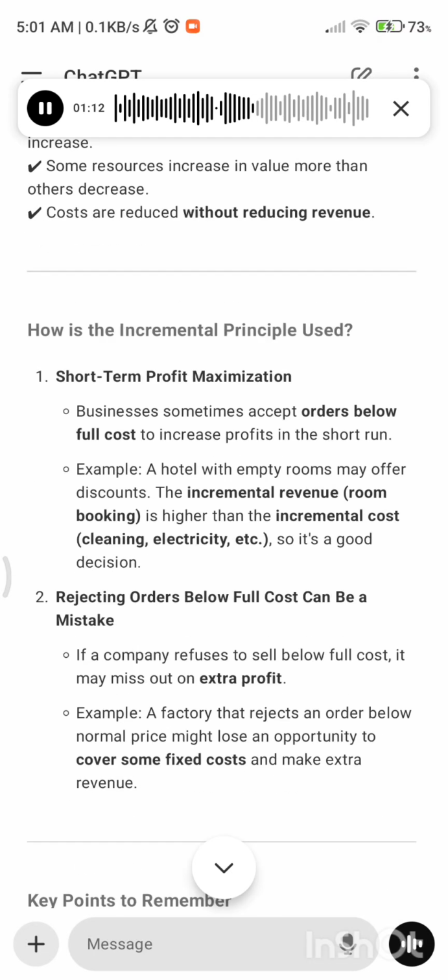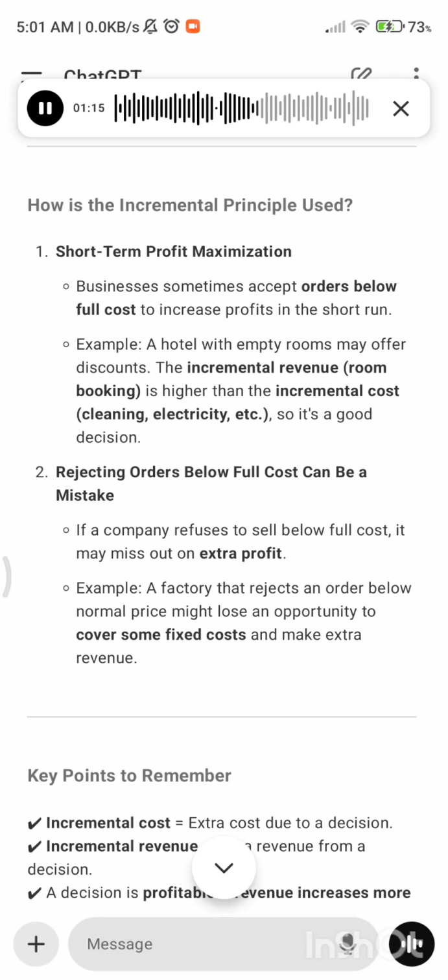How is the incremental principle used? 1. Short-term profit maximization. Businesses sometimes accept orders below full cost to increase profits in the short run. Example, a hotel with empty rooms may offer discounts. The incremental revenue, room booking, is higher than the incremental cost, cleaning, electricity, etc., so it's a good decision.